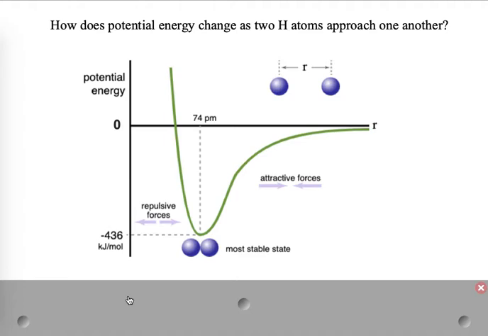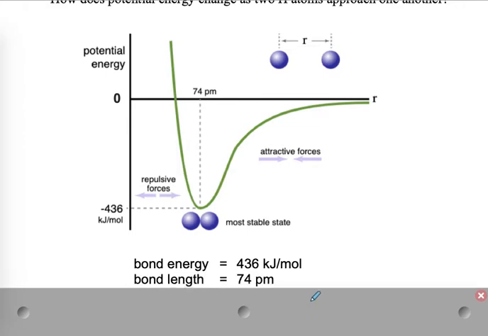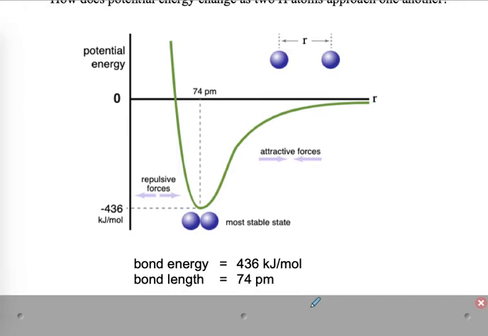You will see 2 very important numbers there. On the x-axis, the distance scale, 74 picometers, and on the y-axis, the potential energy scale, negative 436 kilojoules per mole. What are the significances of those numbers? 436 kilojoules per mole is defined as the bond energy, and 74 picometers is defined as the bond length, sometimes called the bond distance. So let's talk about what those refer to.